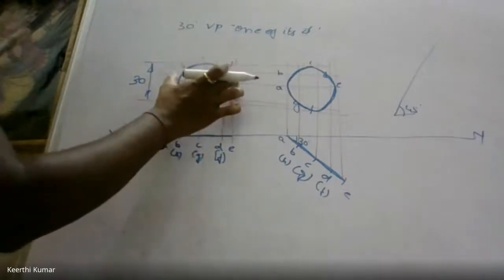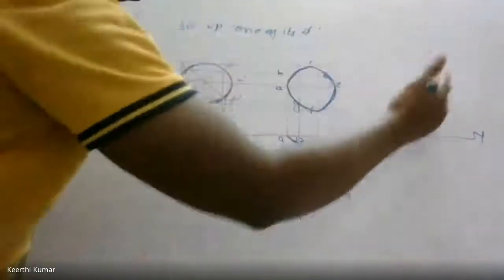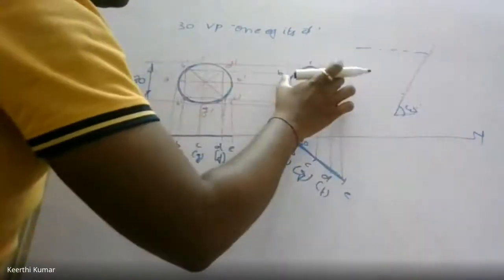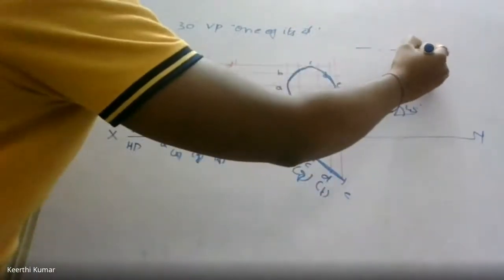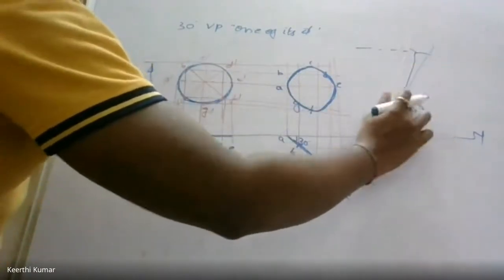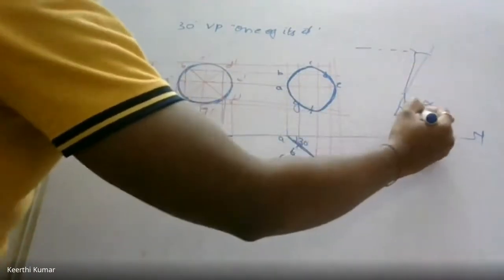So measure the length of AE, cut an arc. Obviously, it will be bigger. Draw the locus. Measure the length of AE in the second figure, keeping this as center, cut an arc. Join the line from here to here, extend this. So you have to show this angle as alpha and write the answer.